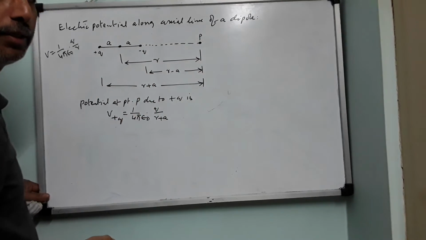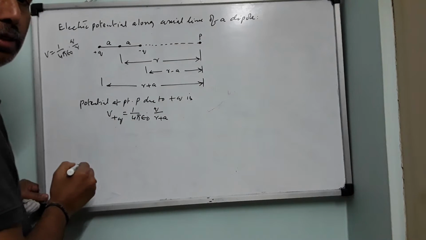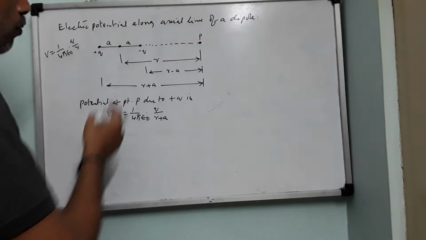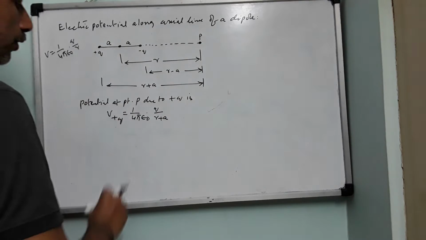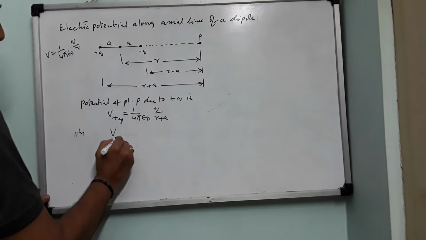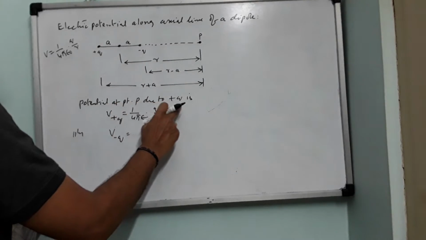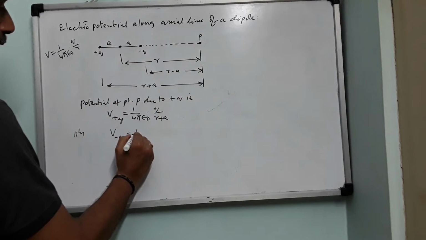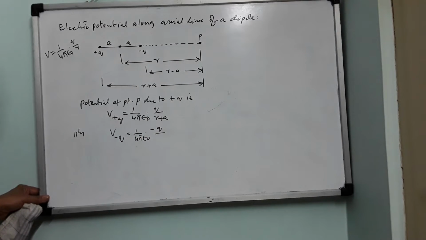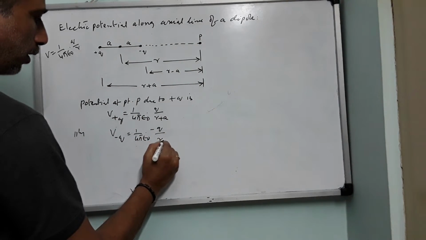In which direction? Should I draw some direction here, like this radially outward, like this radially inwards? No, anybody cannot make such a direction, because potential is a scalar quantity. We just denote. Similarly, potential at point P due to minus Q is 1 by 4 pi epsilon 0 into minus Q divided by R minus A, because minus Q is located at a distance of R minus A.